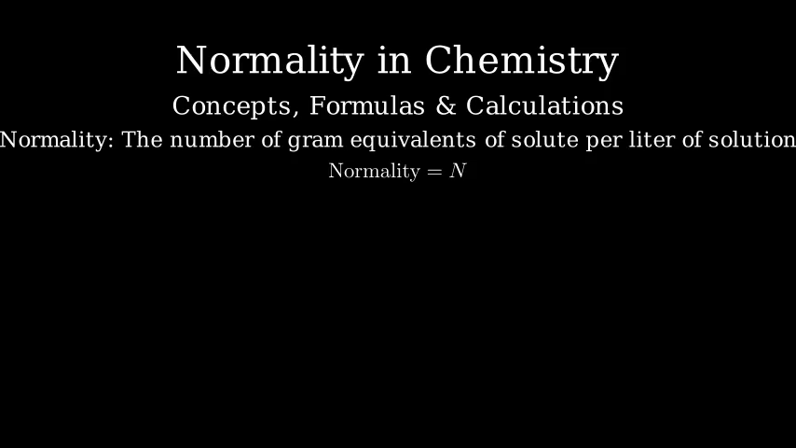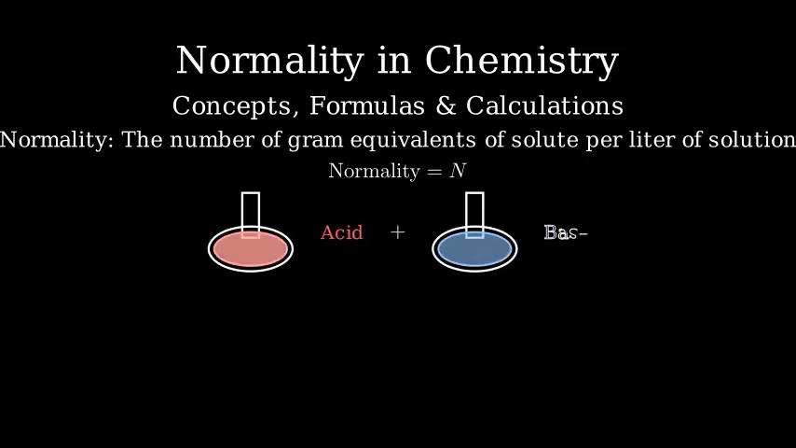Normality is particularly useful when we're dealing with reactions involving acids and bases or redox reactions, where the concept of equivalence becomes important. Now, let's understand the formula for normality.